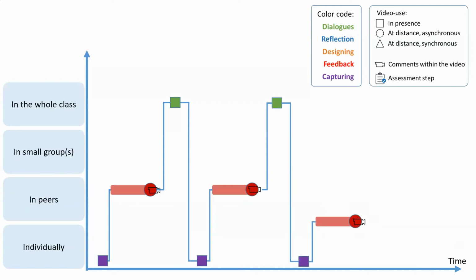At the end, you see that this time it is a bit lower because it was again in peers, but the video comment was given by oneself to oneself first and then shared in peers and again in the class. And only at the end do we have the assessment step with the whole scenario.